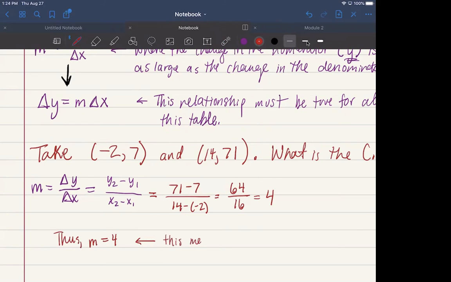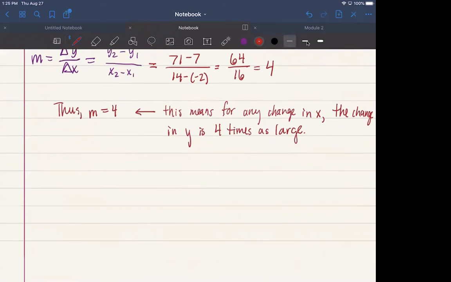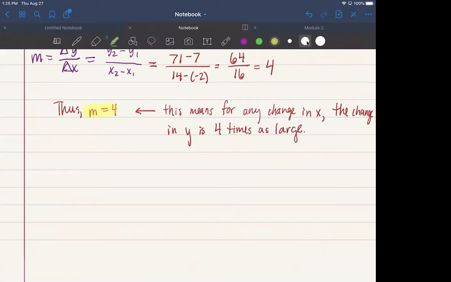So this is telling me, okay? So this means for any change in x, and my handwriting is pretty bad, so please bear with me. Any change in x, the change in y is 4 times as large. And so this is very, very helpful. So you're going to see why this is so helpful, this key part right here.